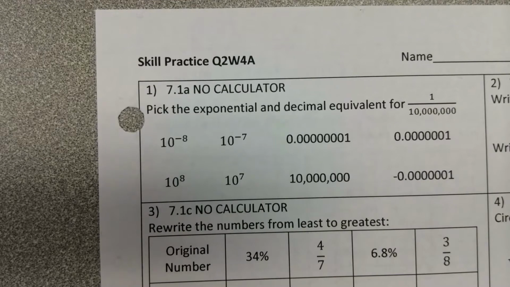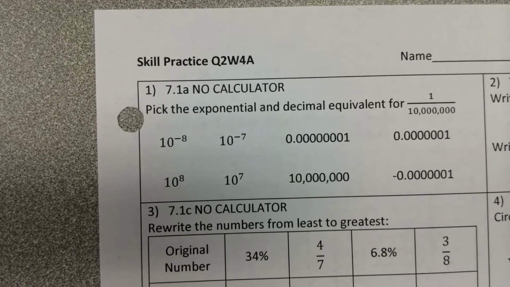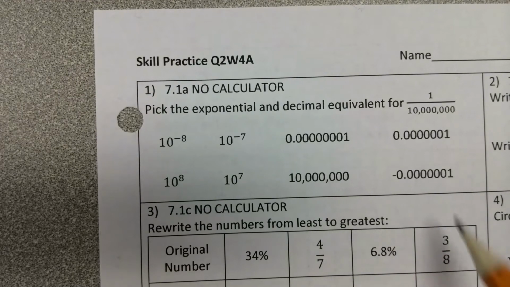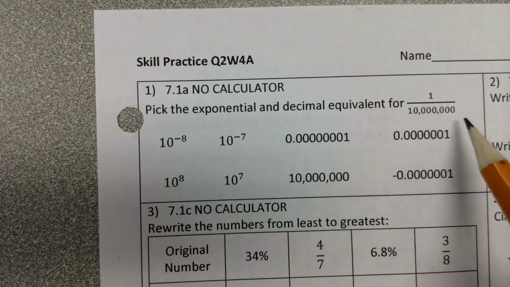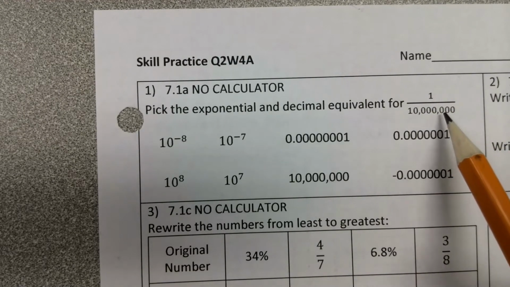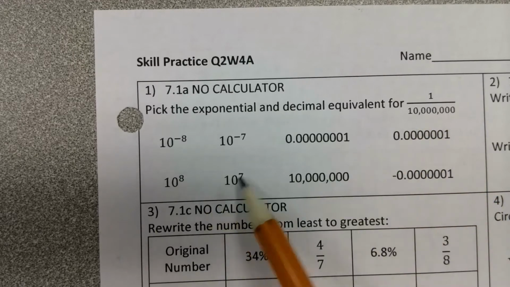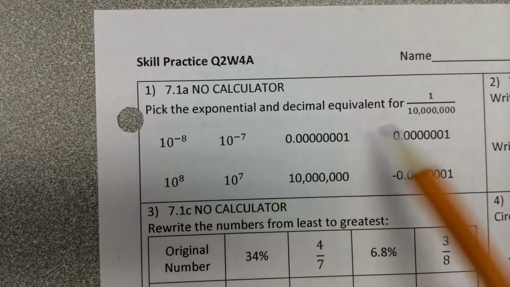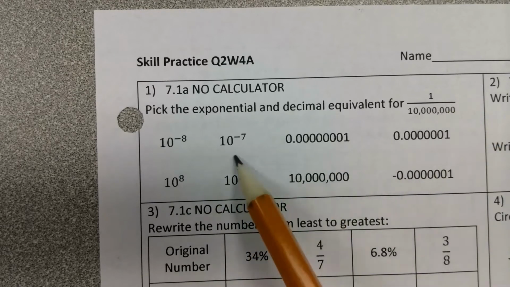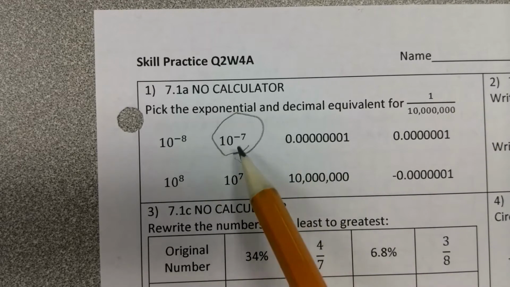Let me turn that sound off here. All right, so here we go. So we've got 1 over 10 million. I see 1, 2, 3, 4, 5, 6, 7 zeros. Now, a lot of kids will go, oh, there's 7 zeros. But remember, this is a small number. You're going to want to use 10 to the negative 7.